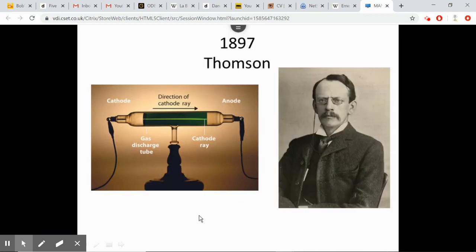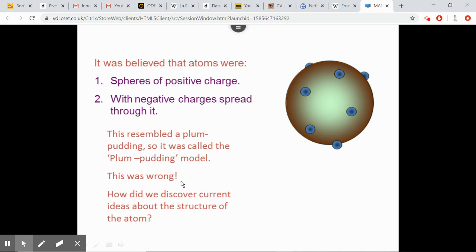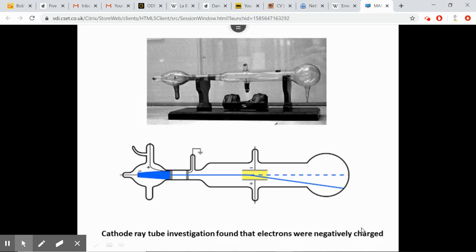In 1897, a scientist called Thomson effectively discovered electrons. He did some cathode ray experiments where he shot electrons as a cathode ray, and found that if you passed a magnetic field or an electric field through it, these particles would be deflected. So Thomson found through his cathode ray investigation that electrons were negatively charged, existed, and must be part of the atom.